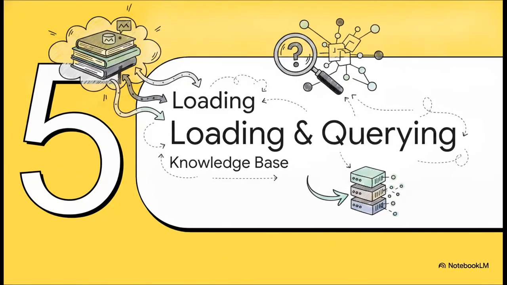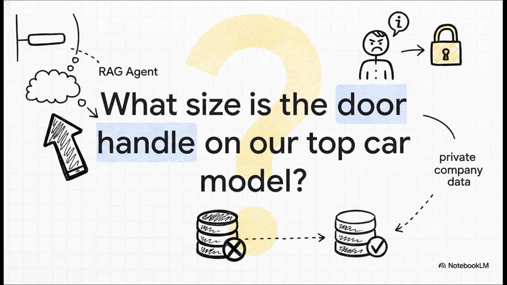Section 5, Loading and Querying Knowledge. Now, just setting up the class components isn't quite enough. The article explains that an initially empty vector store means the agent is going to fail if you ask it about private company data. The source uses this specific question to demonstrate the point. What size is the door handle on our top car model? If you send this prompt to an empty agent, the language model will just fall back on its pre-trained data and politely fail to provide a proprietary answer.